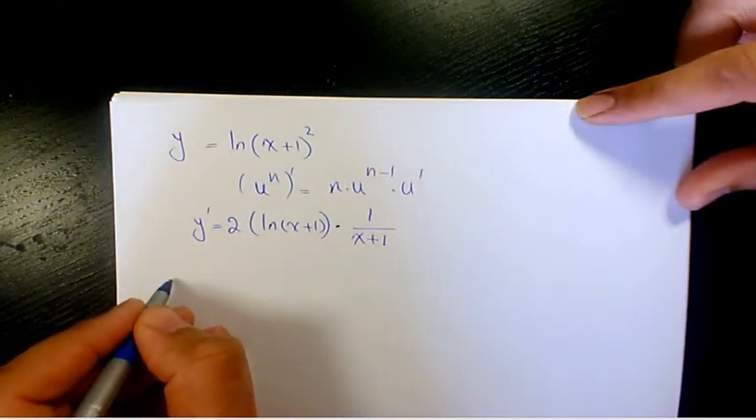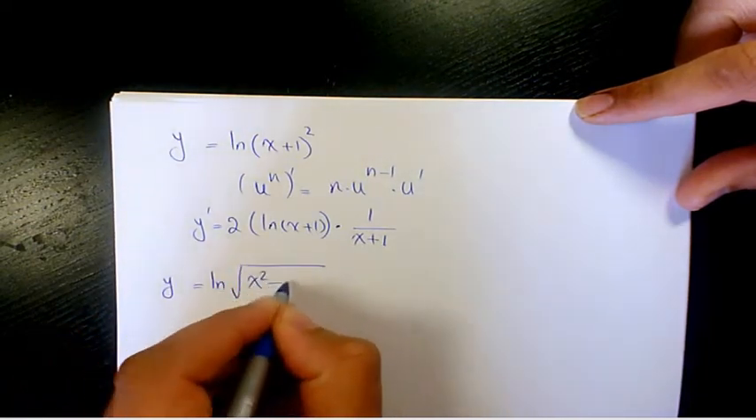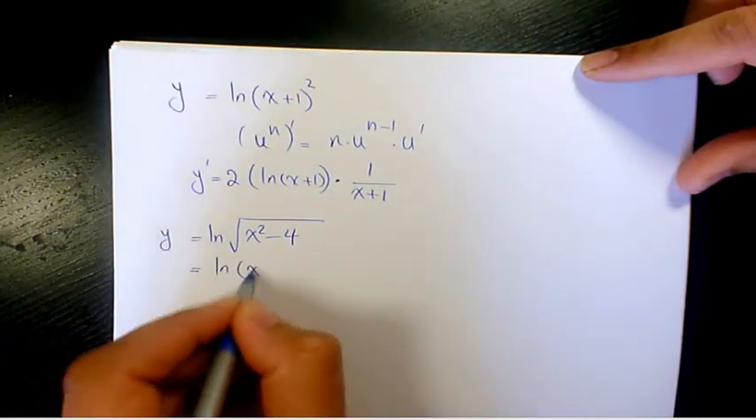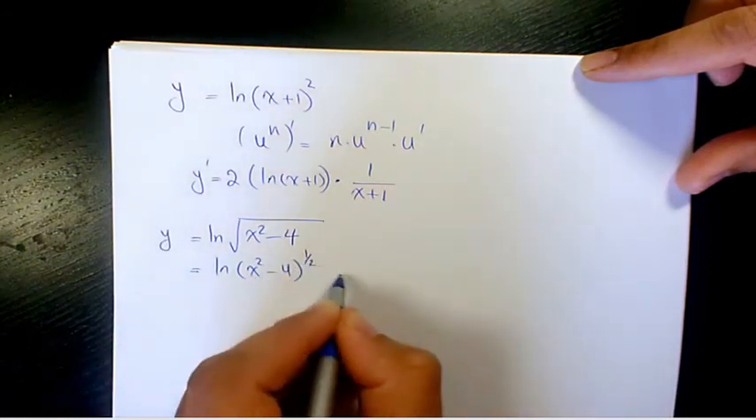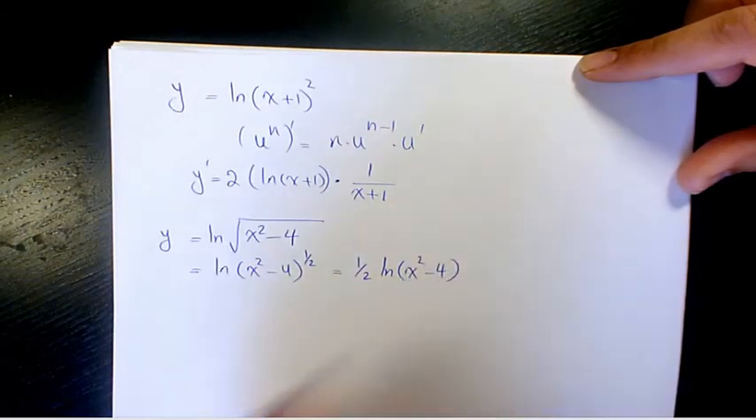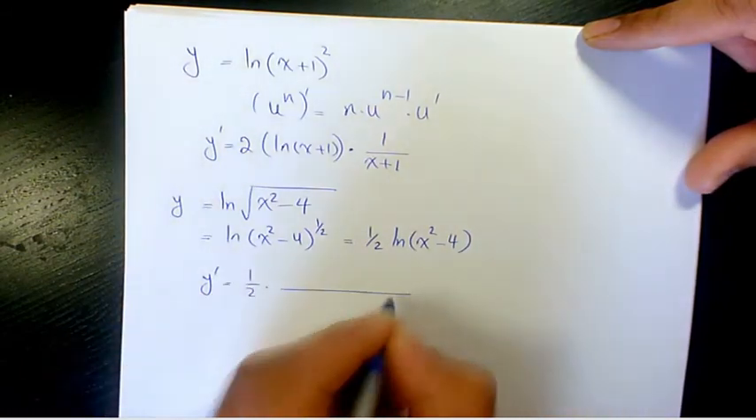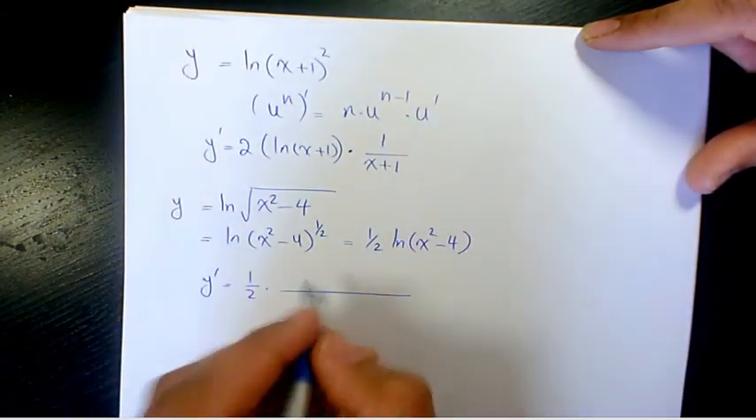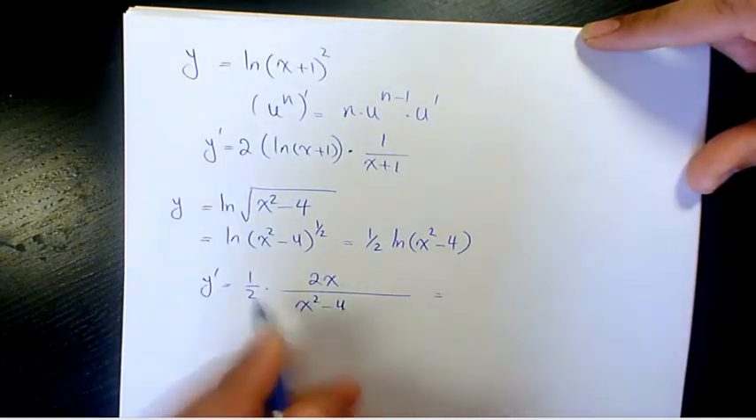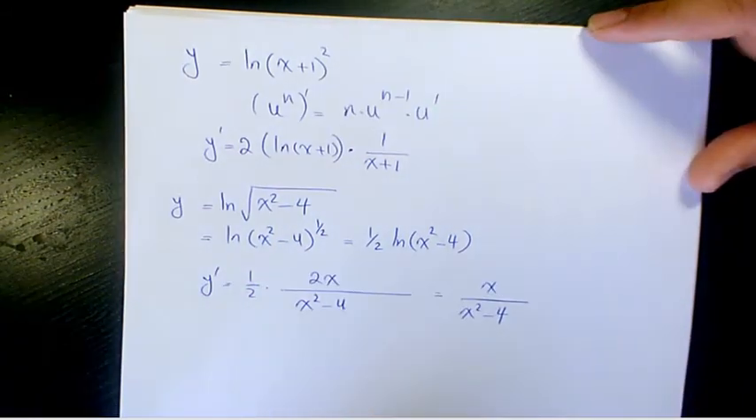Next is y equals ln square root of x squared minus 4, which will be equal to ln of x squared minus 4 to the power of 1 half, and it's going to be equal to 1 half times ln of x squared minus 4. So when you find the derivative, it's going to be 1 over 2 times, in the numerator we have the derivative of x squared minus 4, which is 2x, divided by x squared minus 4. 2 and 2 cancel out, it's going to be x over x squared minus 4.